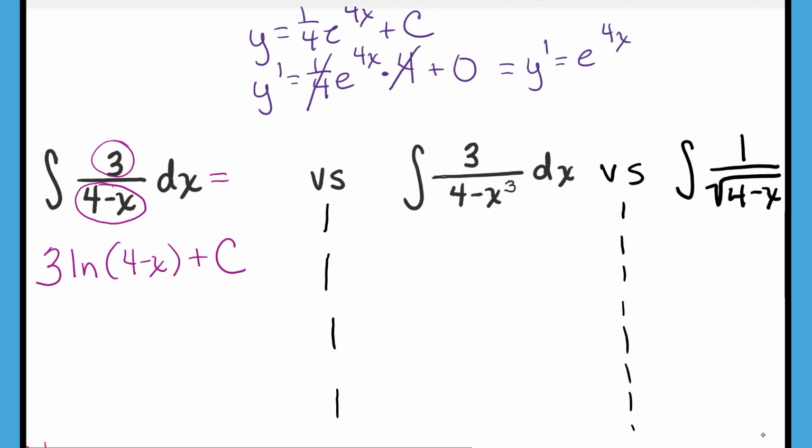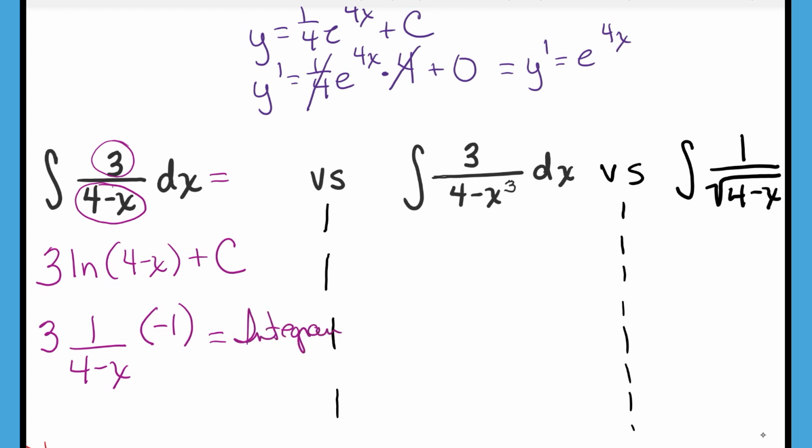So if I take the derivative of this, I get 3 times 1 over 4 minus x times the derivative of 4 minus x, which is -1. Oh no. That's not it. Because that should be my problem, my integrand. That should be my integrand if I do it right. And notice I'm missing that -1 in here. There's not a negative there.